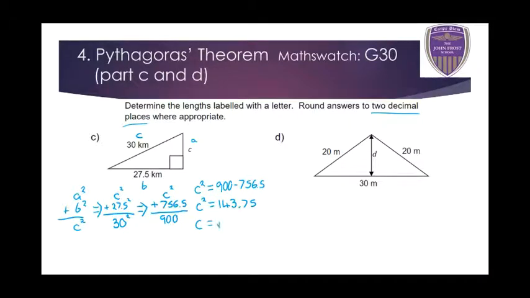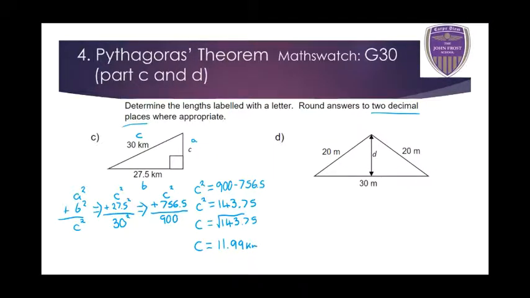Therefore, C is equal to the square root of 143.75. And again, I doubt you know this off the top of your head. If you used a calculator, you would find that C is equal to 11.99 kilometers. So very well done if you got that right.